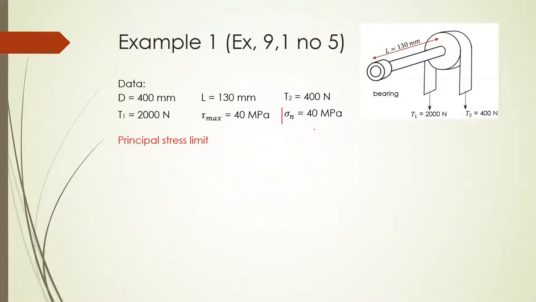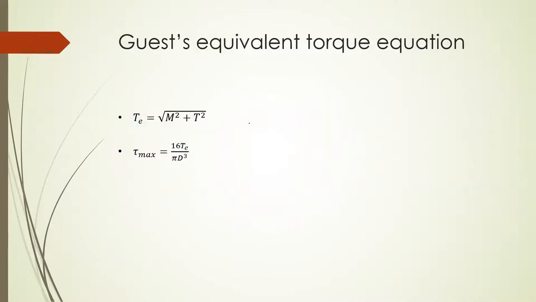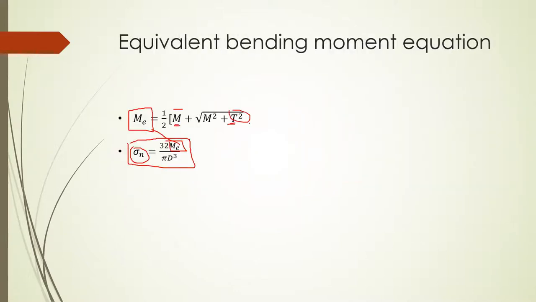The principal stress is this one here. Now, the principal stress, we know that it is equal to what? We know that the principal stress, guys, is equal to 32 ME over pi d cubed. So we need to find ME. For us to be able to find ME, let me go back a little bit. We are using the principal stress, with this one here.